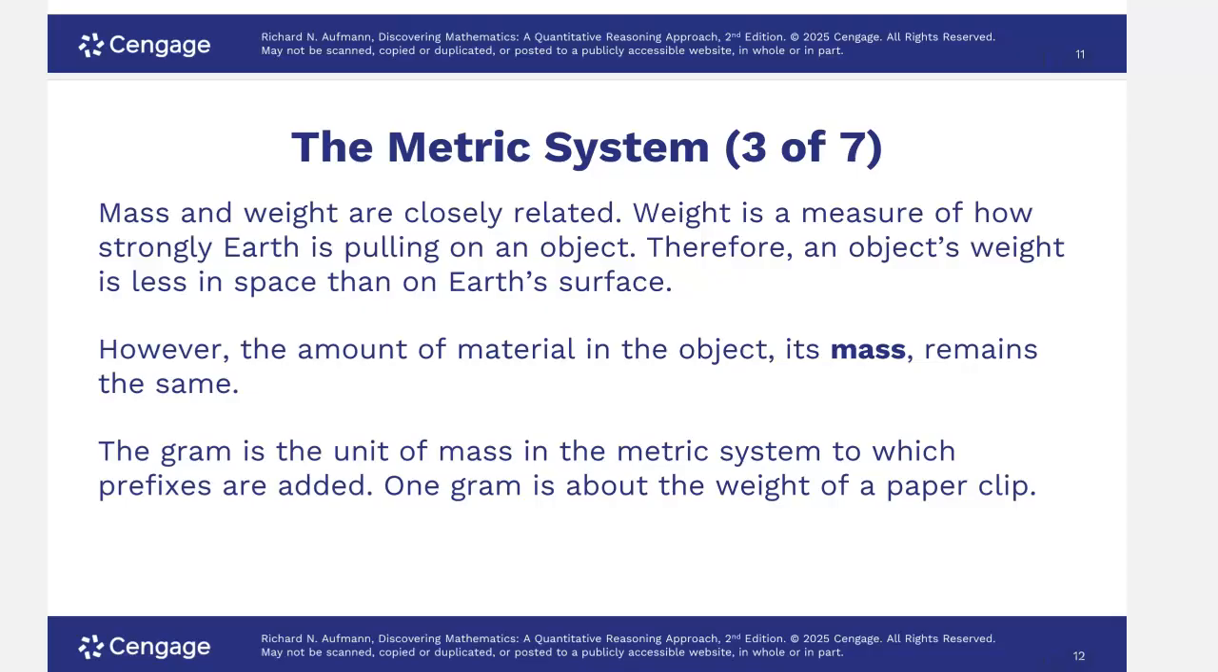So this slide is going to talk more about grams and what they are. So there's a relationship between mass and weight. Weight is the measure of how strongly the earth is pulling on an object. So weight is going to be less in space than it is on the surface of the earth because the earth has a gravitational force, and in space you don't have that gravitational force being applied. Weight would be different on Earth versus the moon or Mars because the gravitational force would be different. But the amount of material in the object, which is the mass, is going to be the same. And the gram is the unit of mass in the metric system.